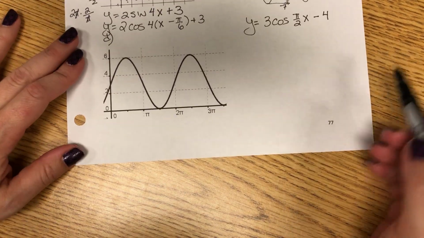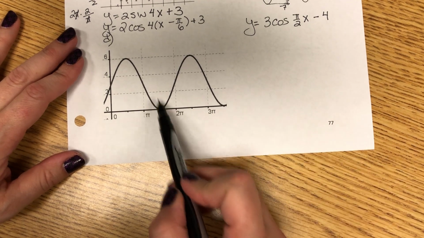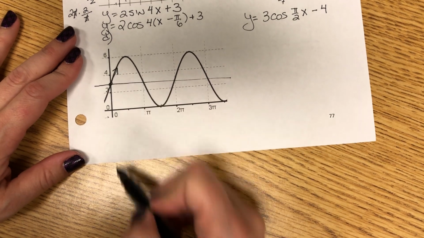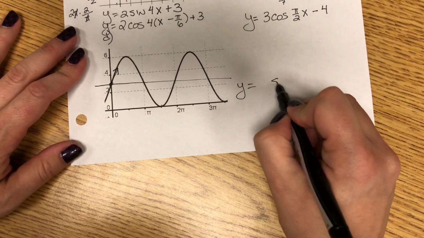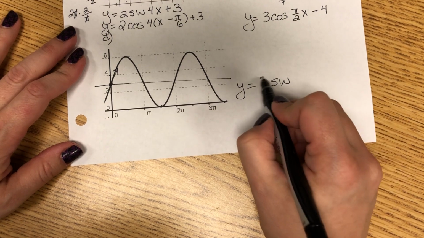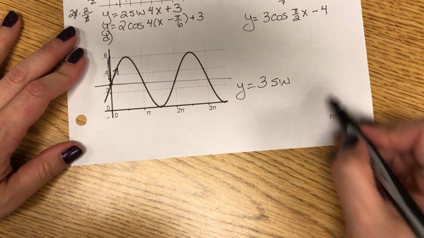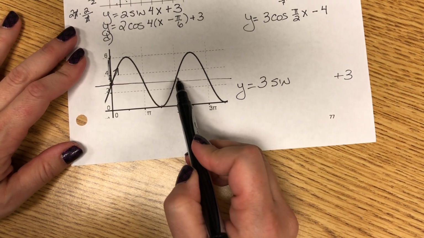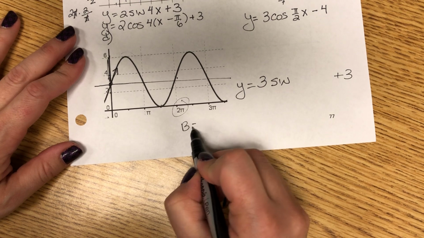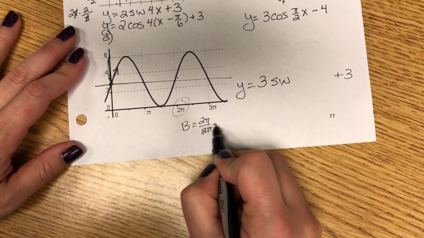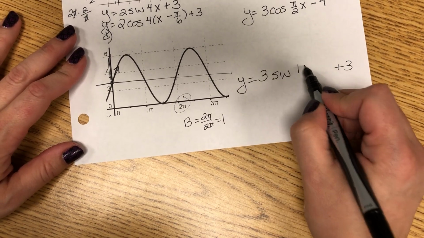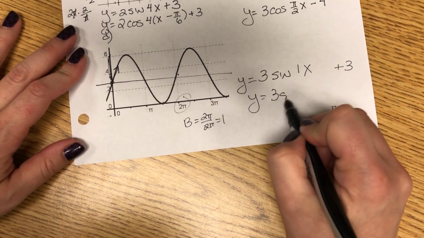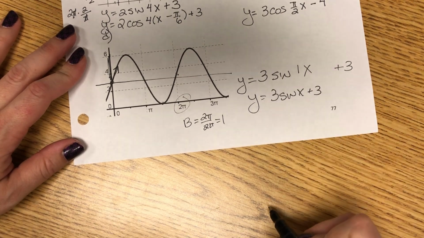And last but not least on this page, halfway between 0 and 6 is 3. And since this is in the middle and goes up, I'm going to pick sine. It has an amplitude of 3, that's this length, at a vertical shift of 3. The period is 2 pi, so that's 1. You don't need all that space in there. It's 3 sine of x plus 3.